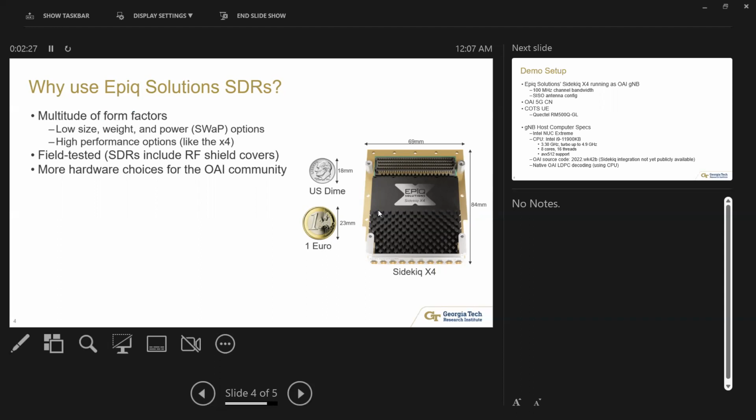They have a multitude of form factors, like you'll see in our demos, that make them more desirable for a field testable scenario to meet your needs. On top of that, they're more field testable out of the box, and their support forums are very happy to help you out. In general, more hardware choices for this open source community is always great. We're looking to get these changes that we've made to the public as soon as possible.